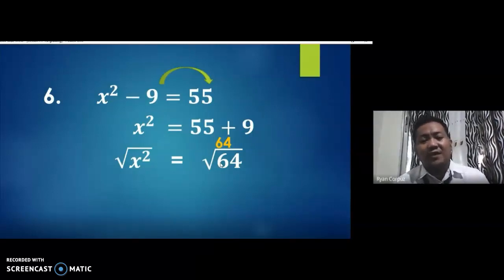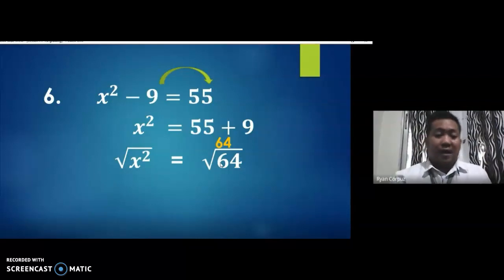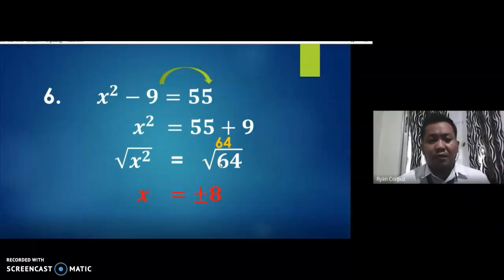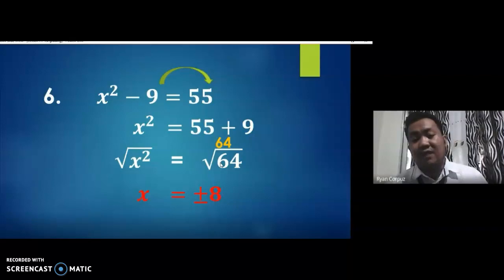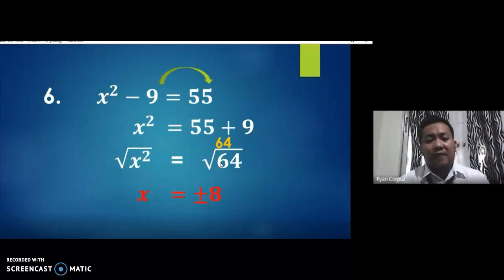So the square root of x squared is x. The square root of 64 is 8. Again, we are not only going to get its principal root, but also its negative root. So para hindi kayo malito, right away, when you are solving a quadratic equation by extracting the roots, susulat mo agad yung positive, negative, then yung square root of a certain number. So the solutions to the given example number 6 are positive 8 and negative 8. Did you get example number 6?